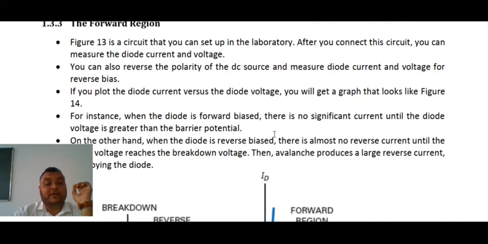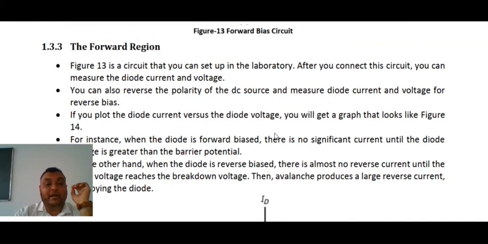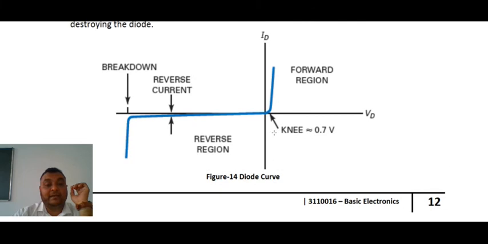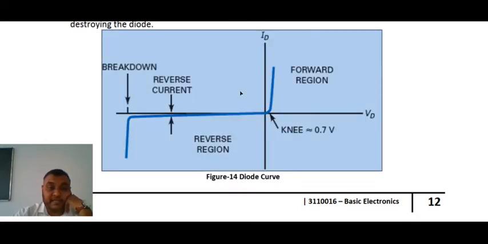Okay, now we will see what is the forward region. और यहाँ पे ये characteristic दी हुई है students. So this is the characteristic of diode. So exam में भी काफ़ी बार ये characteristic पूछी जाती है, so please try to understand and please try to remember. Okay students, so यहाँ पे हम देख सकते हैं that this is the diode voltage and this is the diode current. So on the x-axis the diode voltage is given over here, and on the y-axis the diode current is given over here.